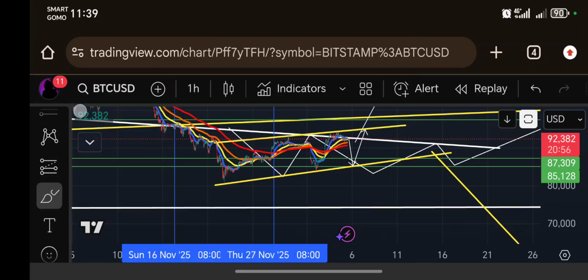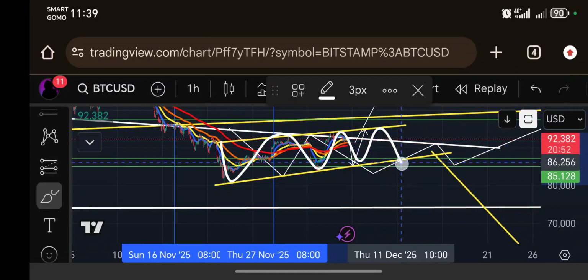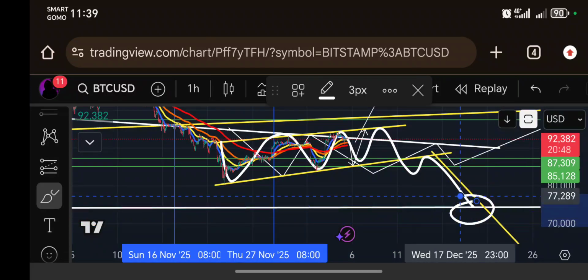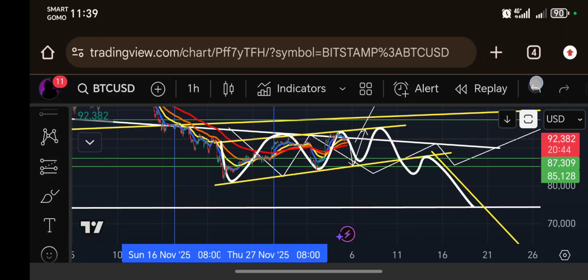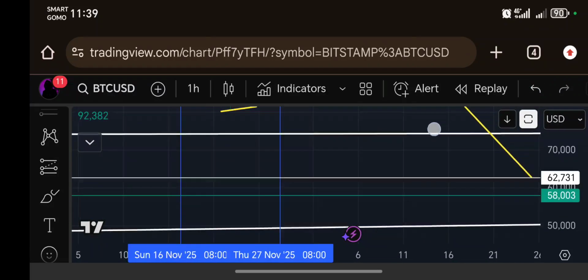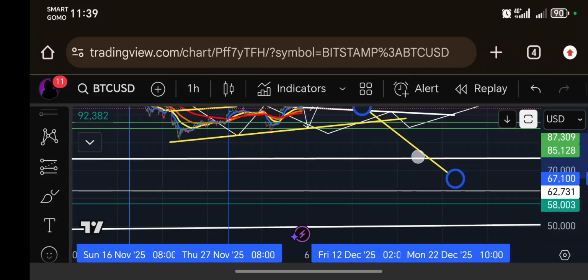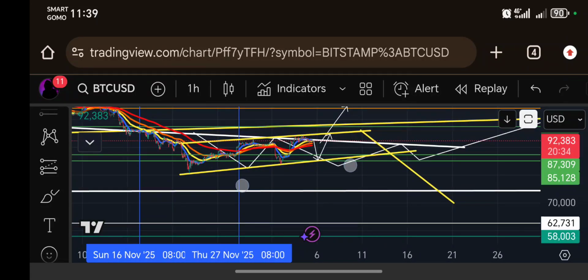Okay, some consolidations here, and then we come back down. Maybe our first level of support is this 75,000 for Bitcoin, and if it breaks, then expect the 62,000 level area. It all depends on how this bear flag plays out in here.